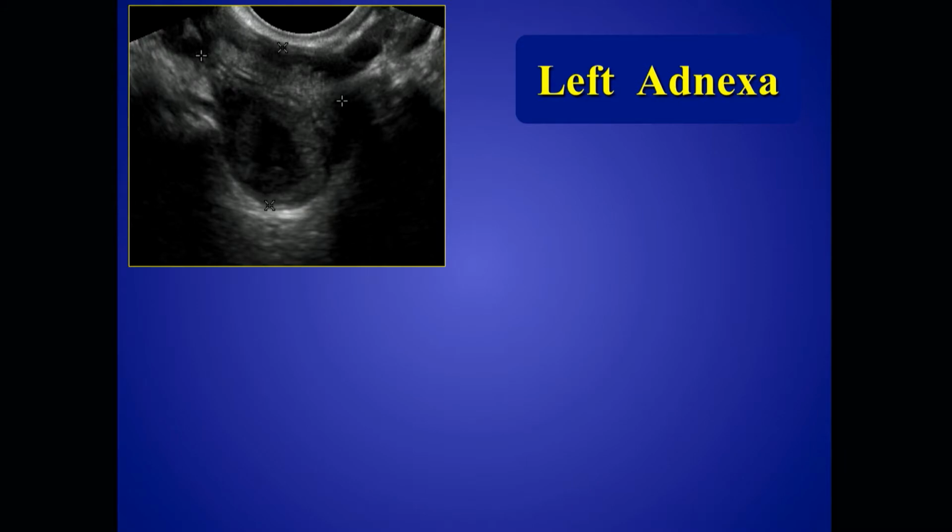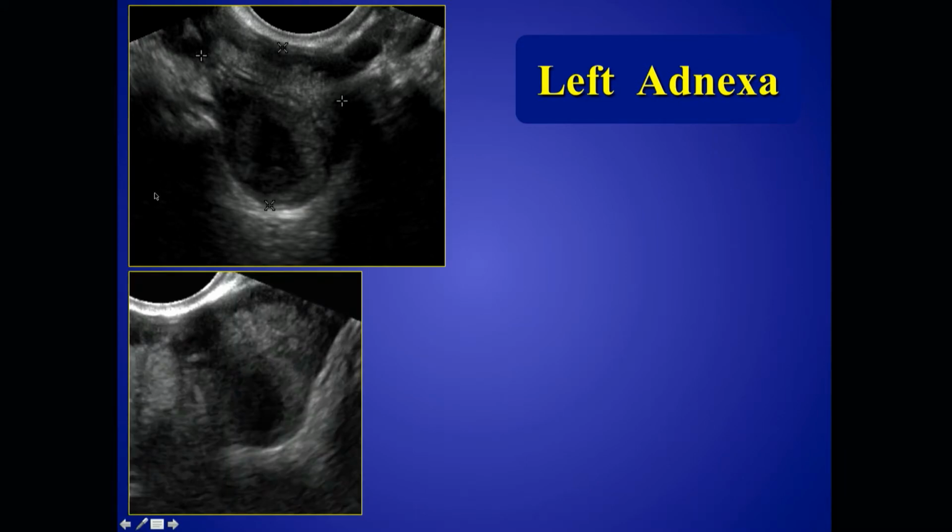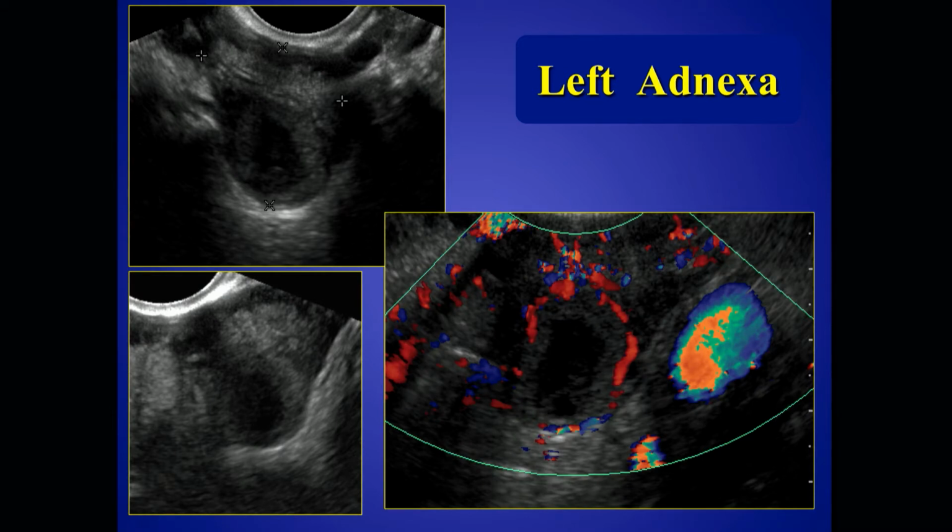Right ovary looks okay. Now we look at the left adnexa, and there's a cystic lesion on the left adnexa. And it's got increased flow around it. So the question is, am I dealing with a corpus luteum here, or am I dealing with an ectopic pregnancy? Remember, the HCG is 5,000. Now take a look at the grayscale image. Remember, we talked about echogenicity.